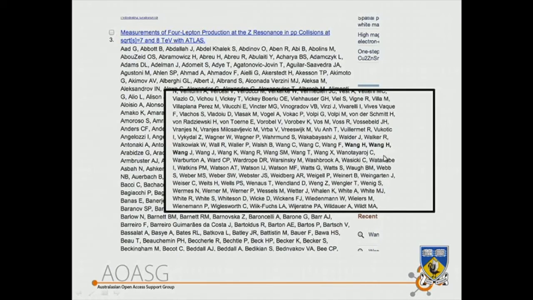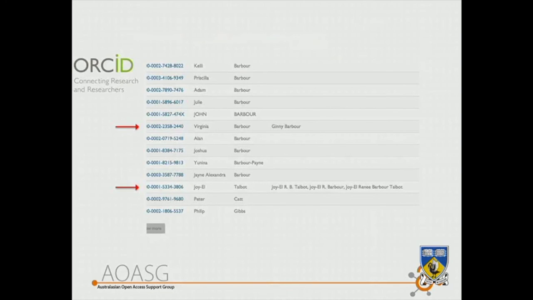So the tool that has been developed for this is called ORCID. Who's got an ORCID identifier in this room? Okay. Who's never heard of ORCID? Oh, okay, well, there you go. So your take-home message for today is go and get your ORCID ID.